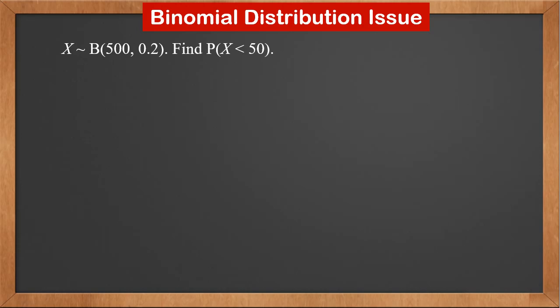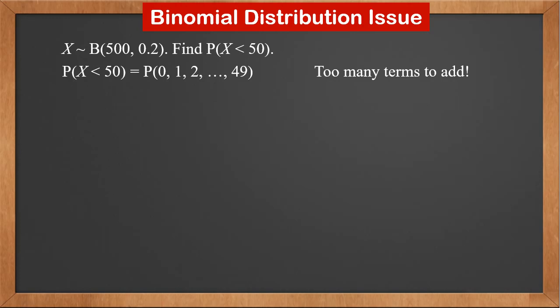X is a binomial distribution. N is 500, and P is 0.2. Now we're trying to find P(X < 50). This means that we have to add from 0 to 49. These are 50 terms to add, which is too many. Is there an easy way?